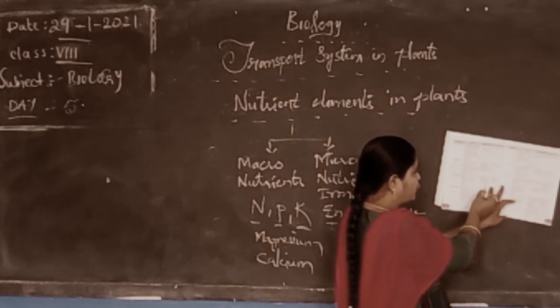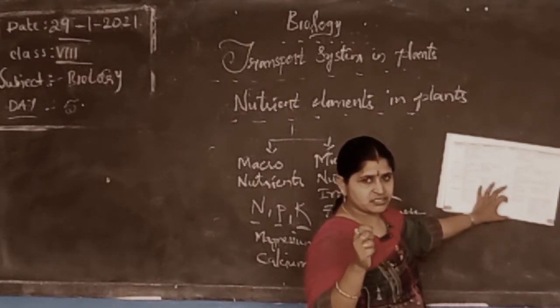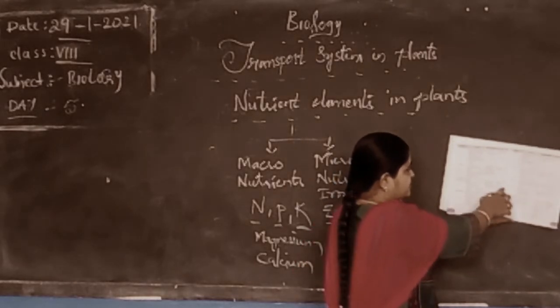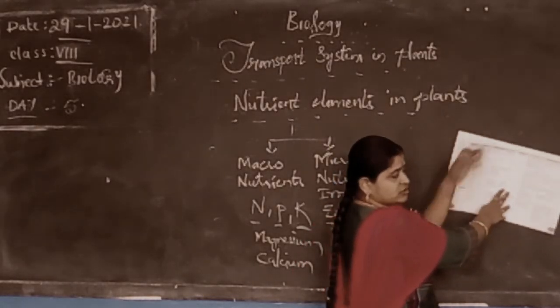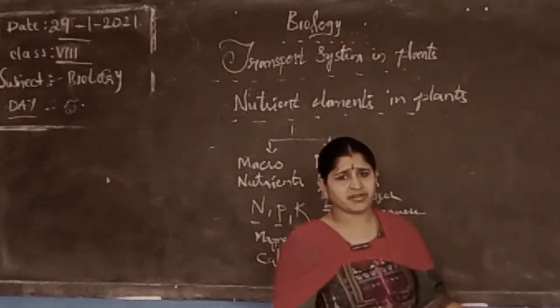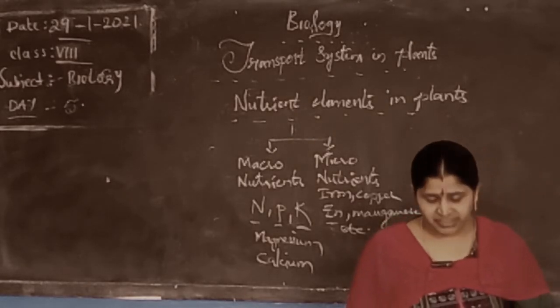Okay, this causes blossom end rot, which means the fruit doesn't show any growth. Next, calcium and gypsum can also be supplied. Next, magnesium. Magnesium is also one of the important major nutrient requirements for the plant.